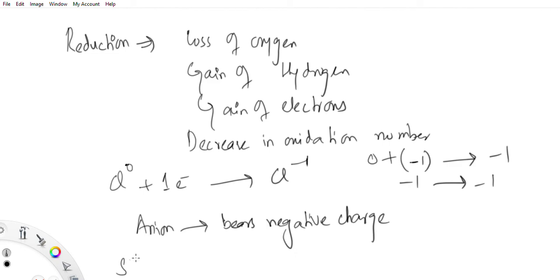Similarly for sulfur, sulfur lies in group number 6 and it needs 2 electrons to complete its octet. So it will gain 2 electrons and it will become S minus 2. So again you can see this is reduction. I hope you have understood this topic of oxidation and reduction.